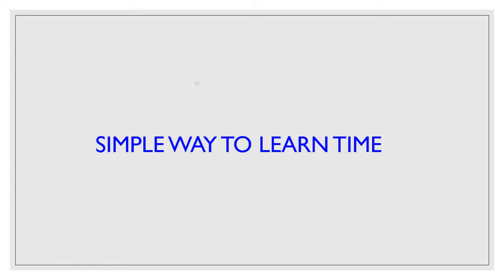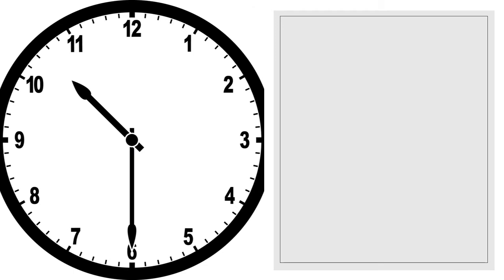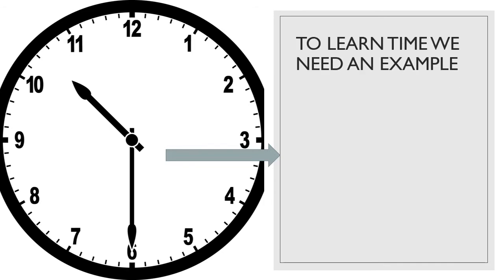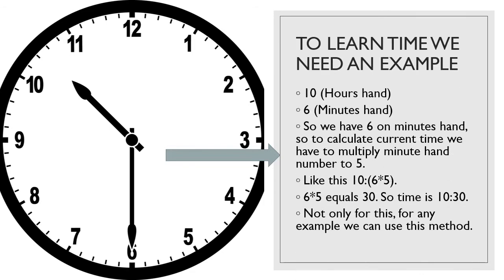Now I'm going to teach you the simple way to learn time. Okay, now we have a clock. The time over here, I will tell you, is the smallest hand is facing 10 and the largest hand, which is the minute hand, is facing 6. Oh my, what should we do now? I will tell you. We have 6 on the minute hand, right?